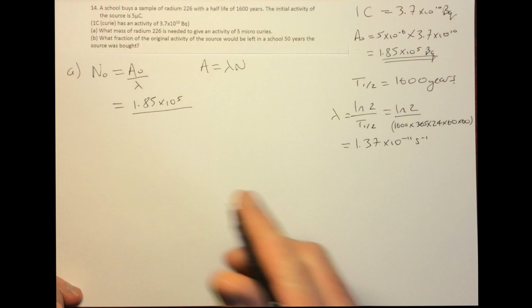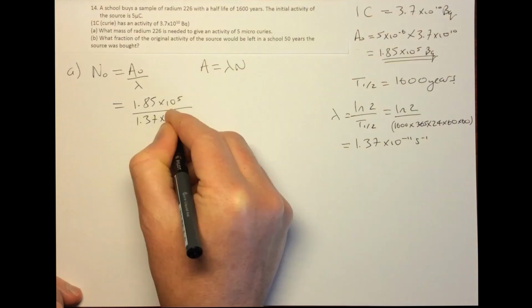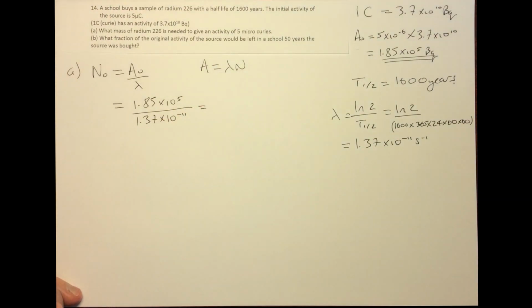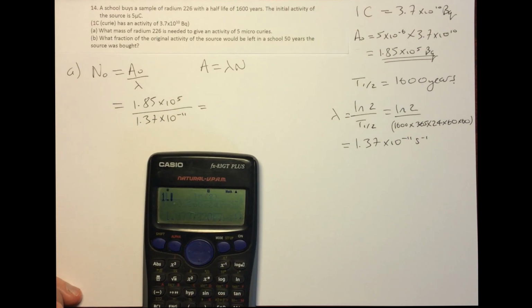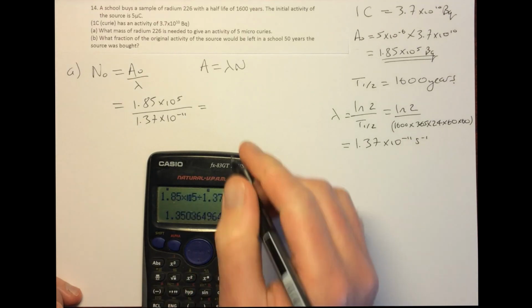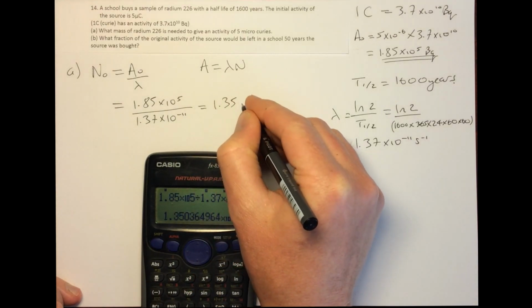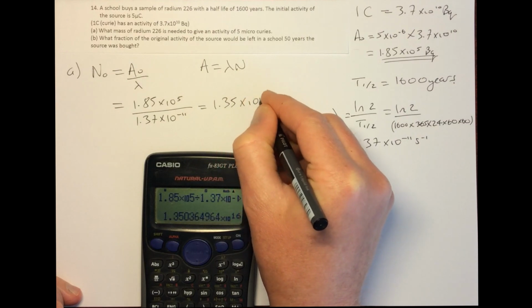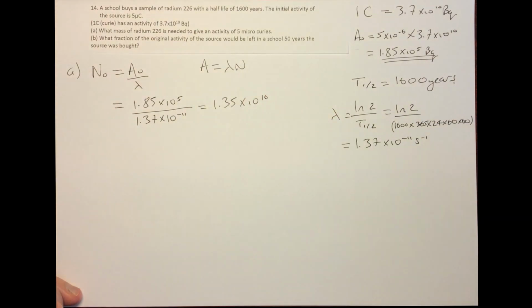So we can then put that into here and work out the answer. So 1.85 times 10 to the 5 divided by 1.37 times 10 to the minus 11 gives us 1.35 times 10 to the 16 atoms. Okay.